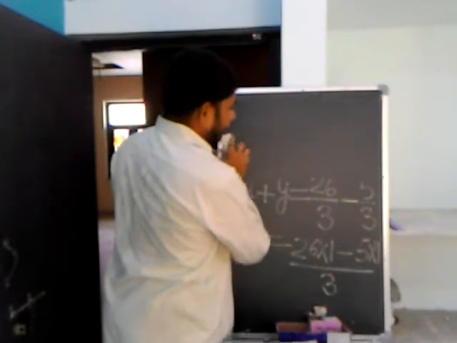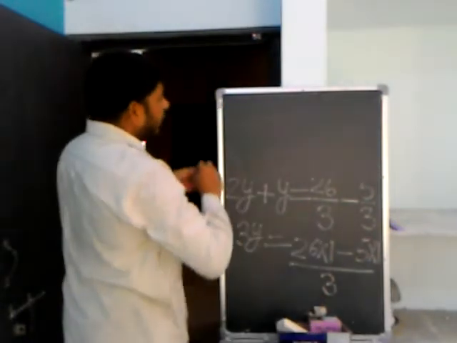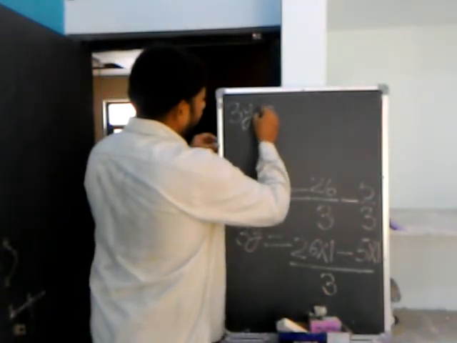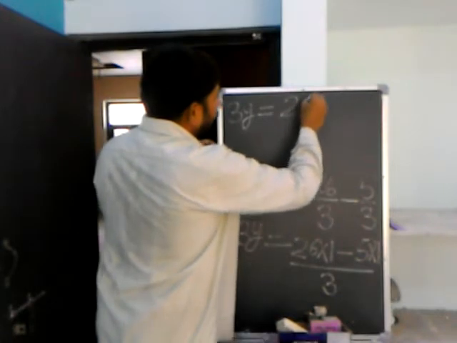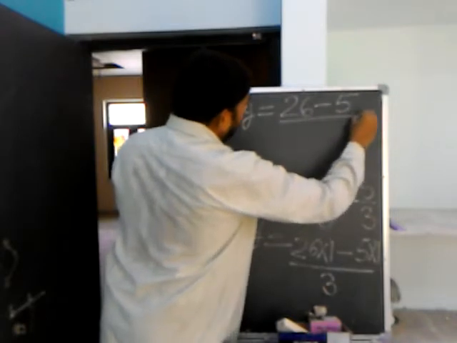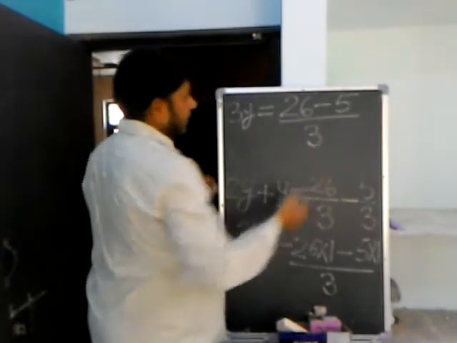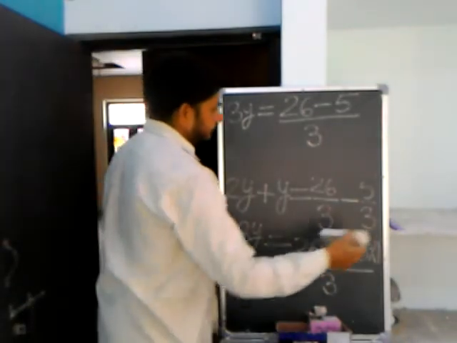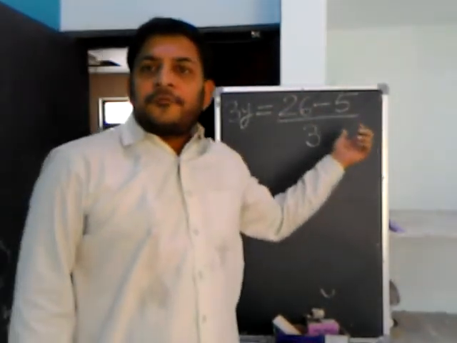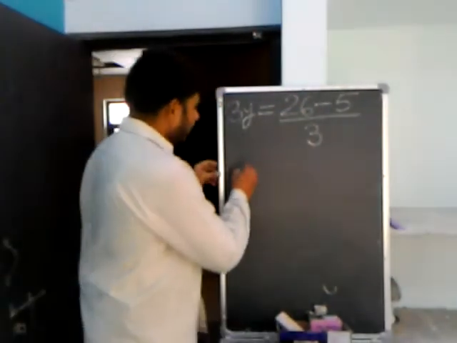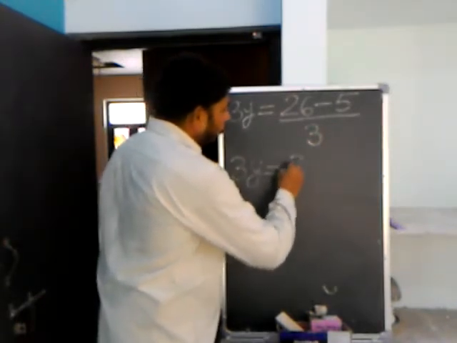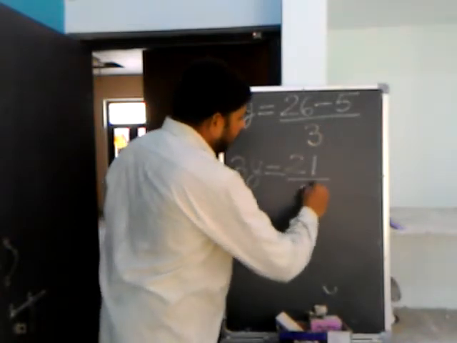After wiping, now it becomes 3y is equal to 26 minus 5 upon 3. Subtracting 5 from 26, I will get 21. 3y is equal to 21 upon 3.